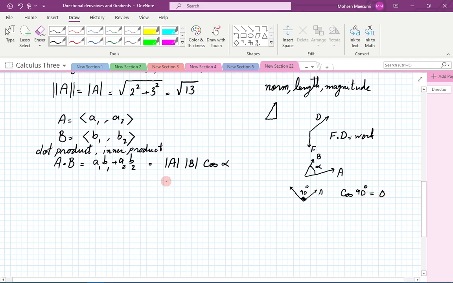That gives us a major clue. Two vectors are perpendicular to each other if their dot product is 0, because cosine is going to be 0, this multiplication is going to be 0, and A dot B is going to be 0. So A perpendicular to B is the same as saying that A dot B is 0.